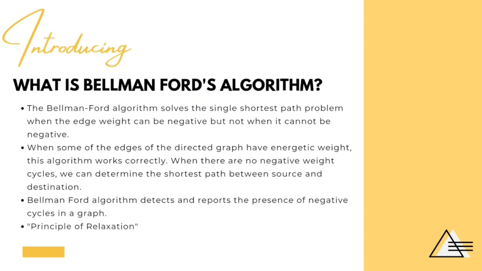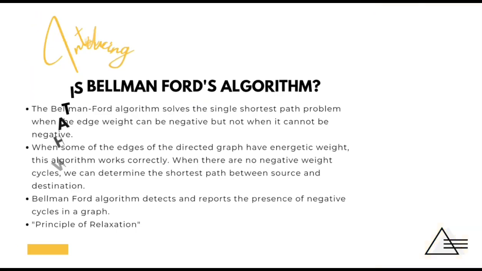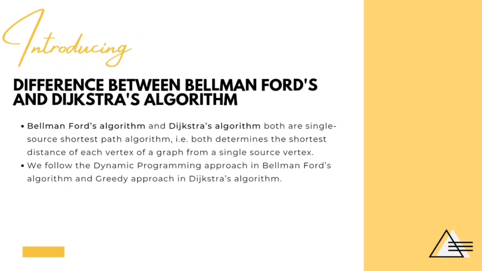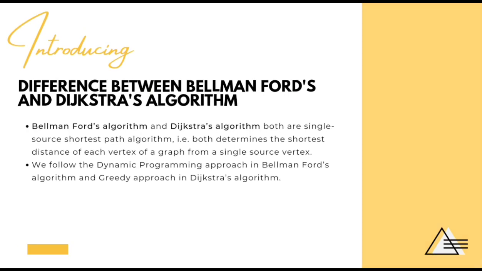Based on the principle of relaxation, more accurate values gradually replace an approximation to the proper distance until finally reaching the optimum solution. Bellman-Ford's algorithm and Dijkstra's algorithm are both single-source shortest path algorithms, i.e. both determine the shortest distance of each vertex of a graph from a single-source vertex. However, there are some key differences between these two. We follow the dynamic programming approach in Bellman-Ford's algorithm and the greedy approach in Dijkstra's algorithm.